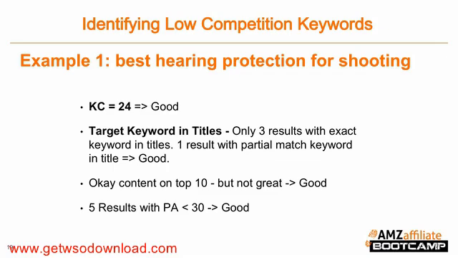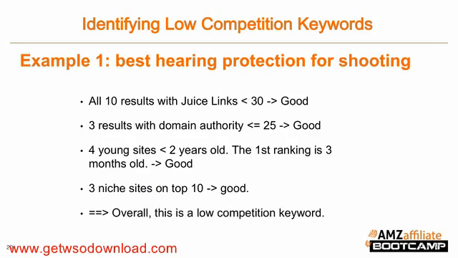Now checking page authority, we have 5 results with page authority less than 30. That's also a pass. And all 10 results with juice links less than 30, that's also very good. 3 results with domain authority less than or equal to 25, that is a green light. 4 young sites that are less than 2 years old. The first ranking is 3 months old, that's also a really good sign. And also 3 niche sites in the top 10, that meets our criteria, that's also a pass. Overall, this is a good low competition keyword based on our assessment.